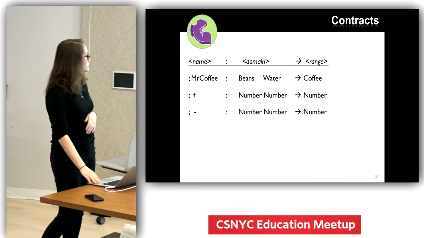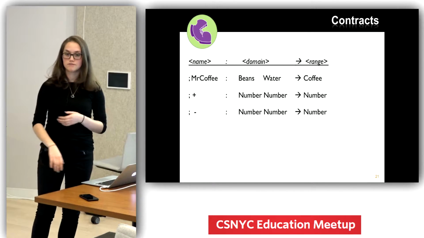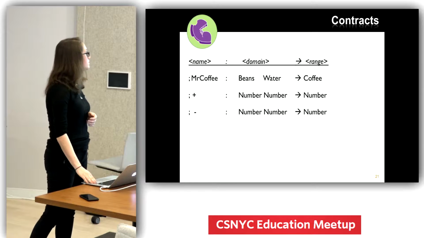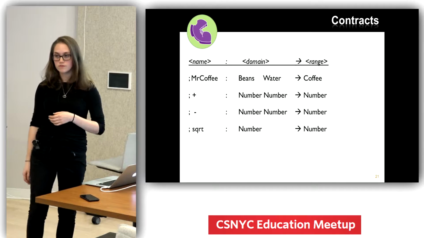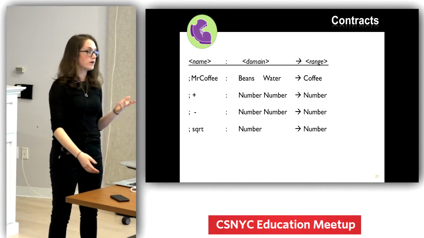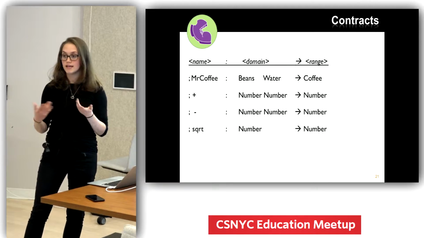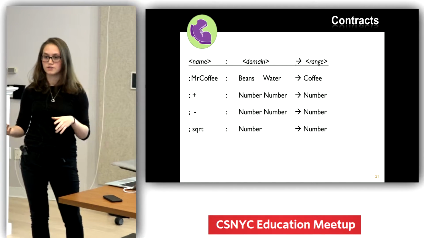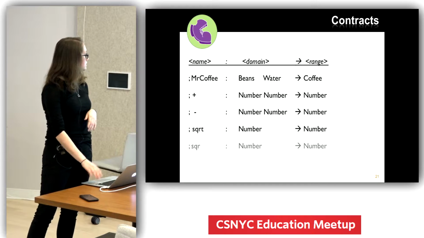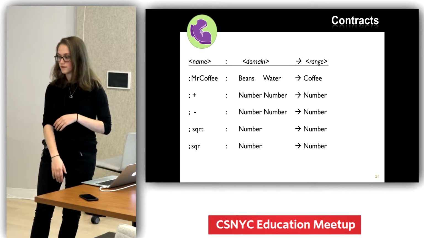So some of the other functions we'll keep track of. Subtraction takes in 2 numbers, returns a number. Square root, affectionately known as squirt, takes in 1 number, returns a number. It can take in negatives. The computer does understand imaginary. And square takes in 1 number, returns another number.